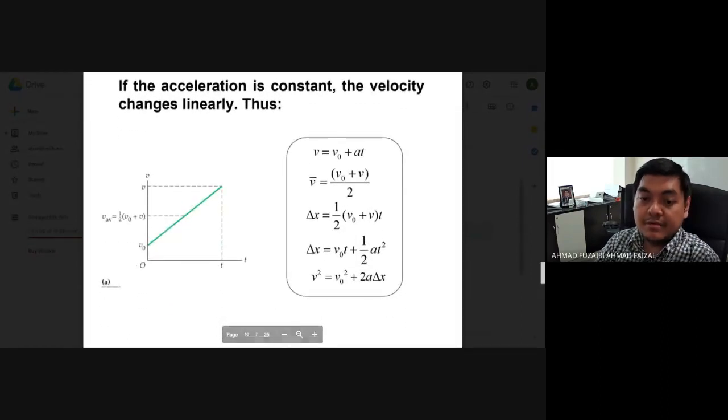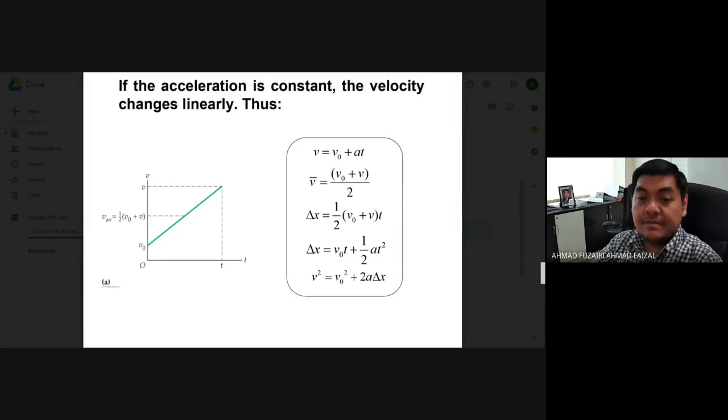There are a few equations here. Like this one, number one: v equals v naught plus at. Again, v is the final velocity, v naught is the initial velocity, a is the acceleration, and t is time. You can also obtain v bar.